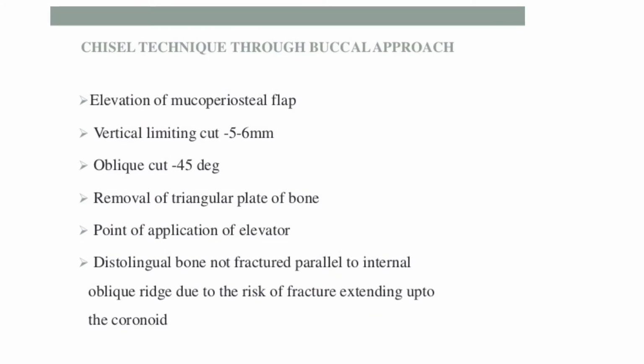So the steps involved in chisel technique through buccal approach include: after elevation of full thickness mucoperiosteal flap, vertical limiting cut of 5 to 6 mm is placed with oblique cut of 45-degree angulation. This results in removal of triangular plate of bone. Once this plate of bone is removed, this results in point of application of elevator. So care should be taken not to fracture distolingual bone parallel to internal oblique ridge to reduce the risk of fracture extending up to the coronoid process.